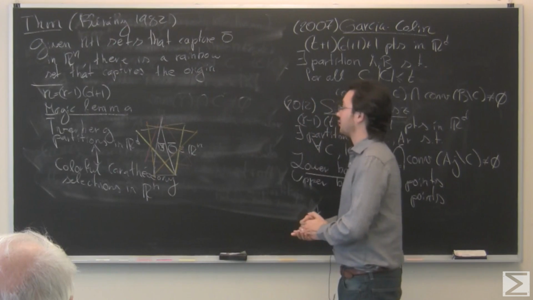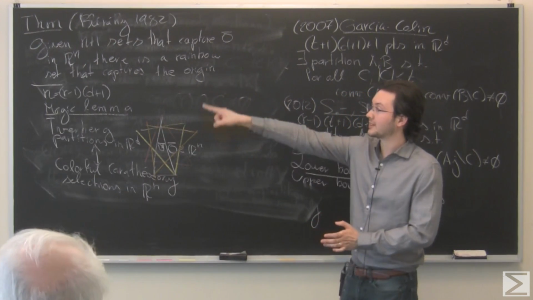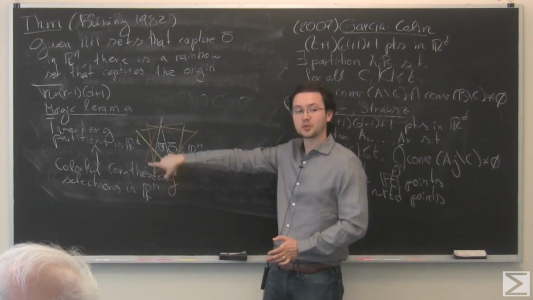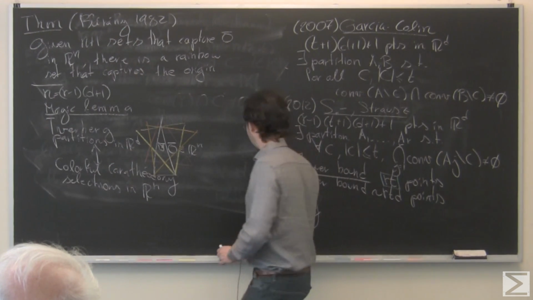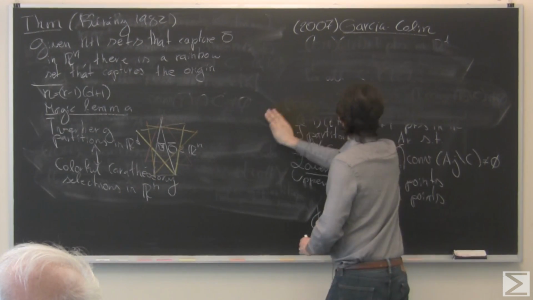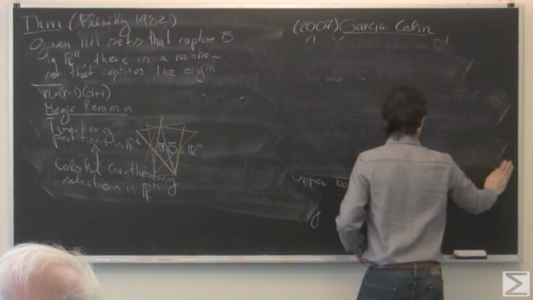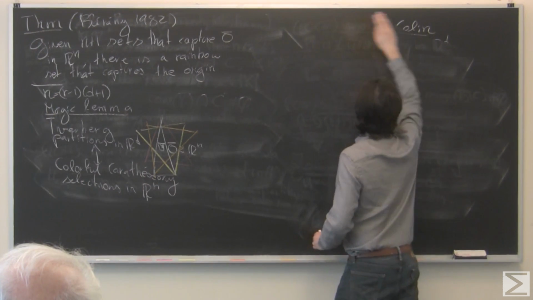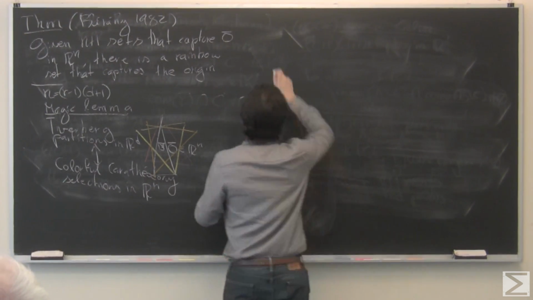Okay. So the first thing I need to do is to translate that theorem to something about colorful sets capturing the origin. And so the equivalent version of that theorem is now the following.